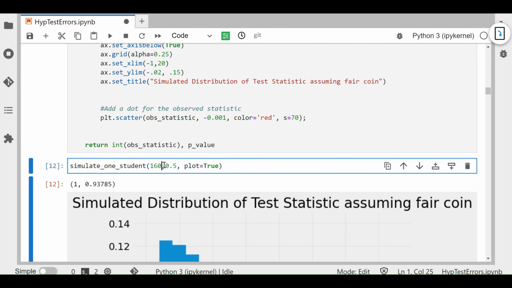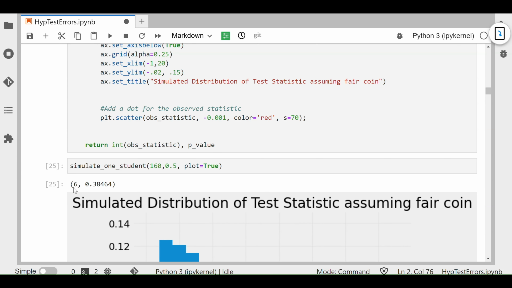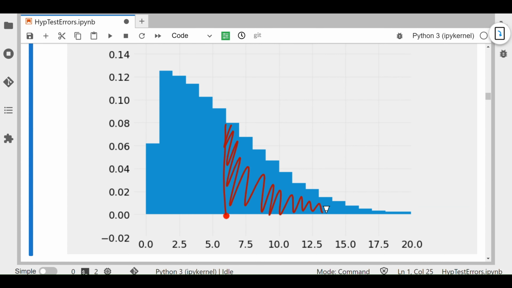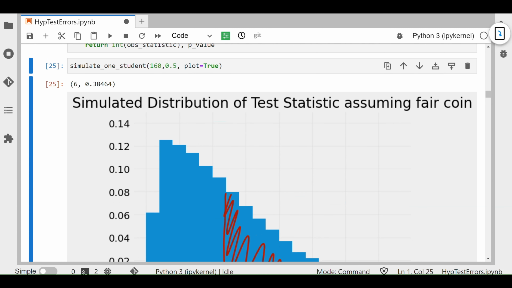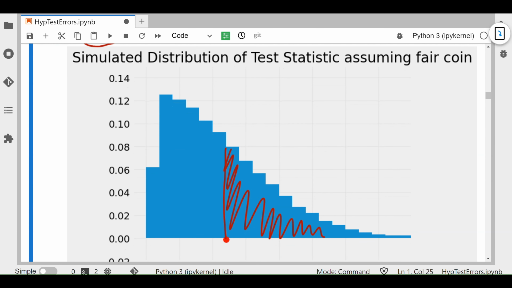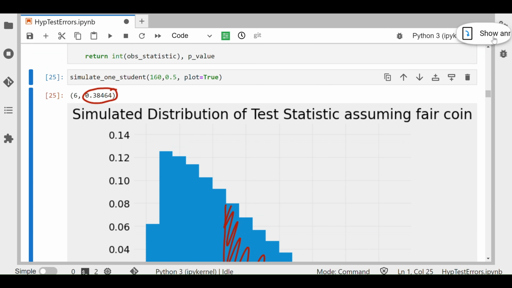So here, let's do one student. This student ended up getting 6 heads above or below 80, so they either got 86 or 74 heads. If we look at this on our test statistic distribution, their p-value is this area to the right here, which is a pretty big number. That area ends up being around 38%. So they would definitely fail to reject the null. They would say our data is consistent with the null, that this was a fair coin. Then you could have yet another student do this. So let me clear this.